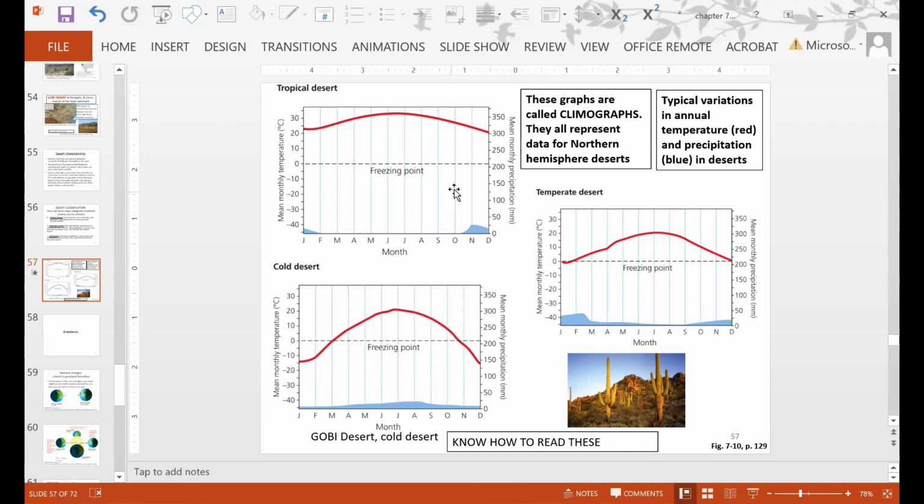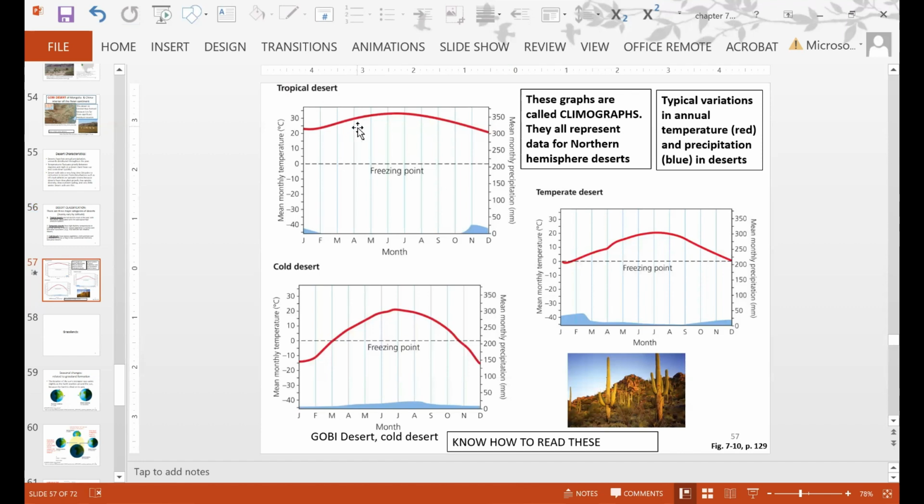Okay, and these are climographs, and all of these climographs represent data from the northern hemisphere deserts, where June and July are the summertime months in the northern hemisphere. Remember, in the southern hemisphere, the seasons are switched, they're opposite. Precipitation is shown in blue on the bottom, and the red line is your temperature. And these are the months: January, February, March, April, etc. Temperatures are shown in degrees Celsius.